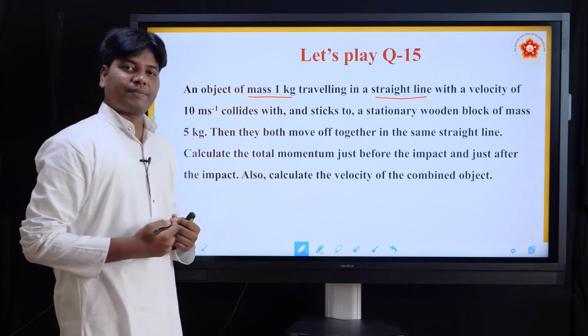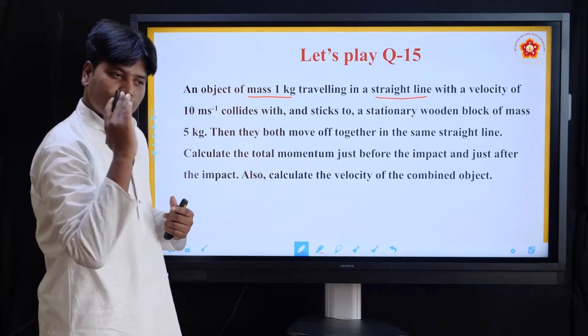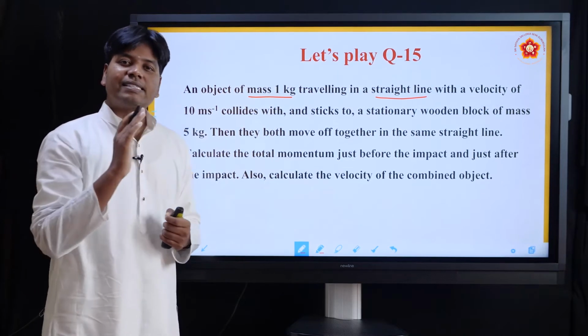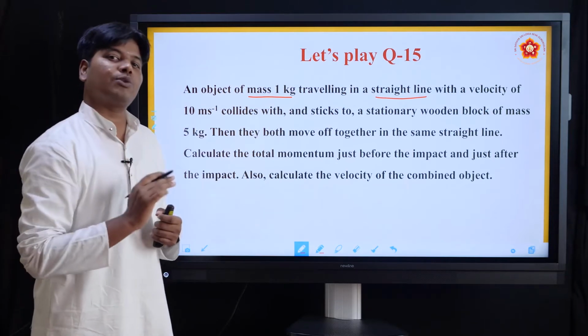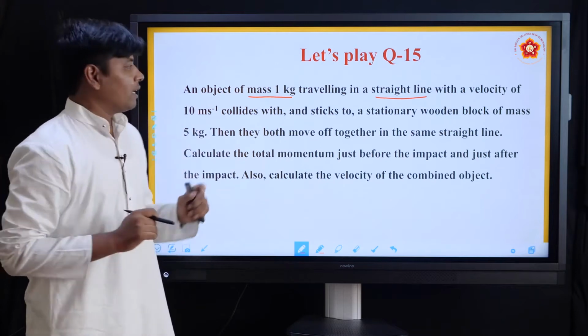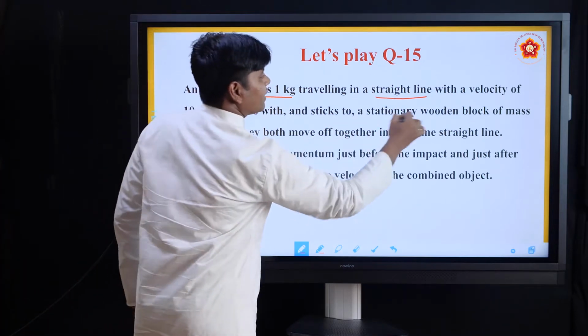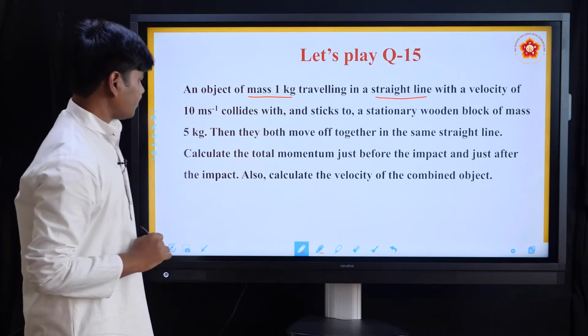10 meter per second. And also we can say that if the body is moving in a straight line, the acceleration is not changing. If the acceleration is not changing, what can we do? We can use the equations of motion, right? So this straight line gives you the hint that you can use the equations of motion.